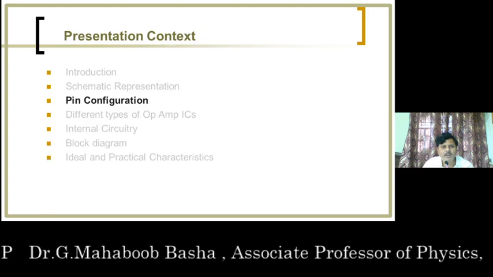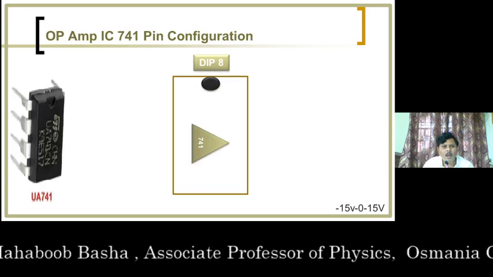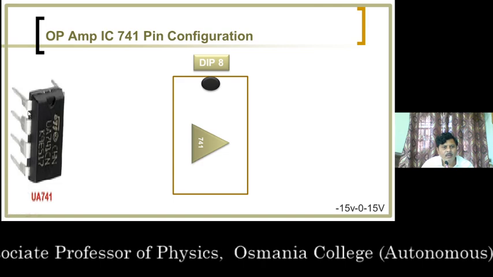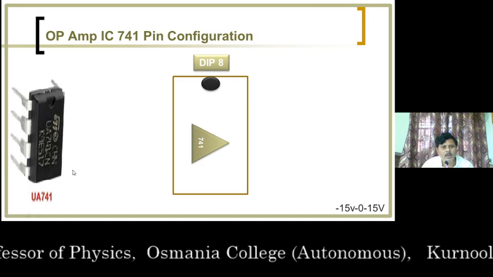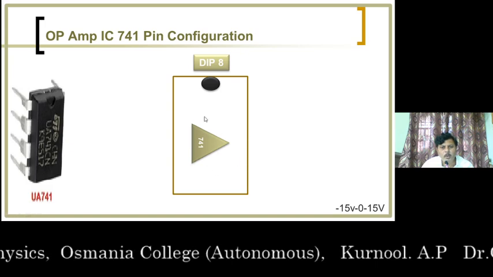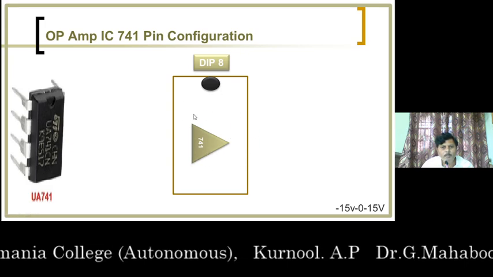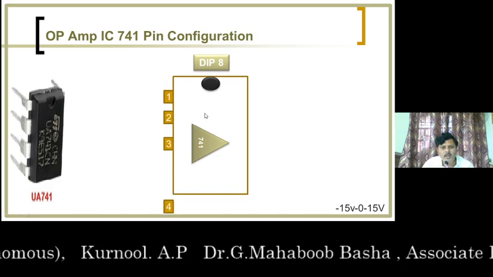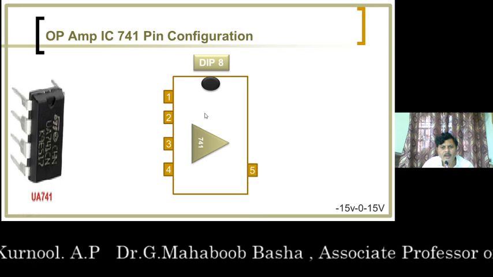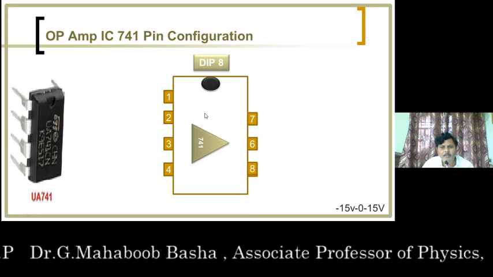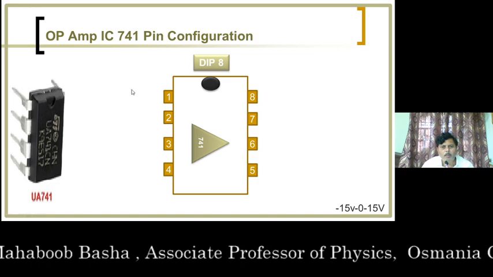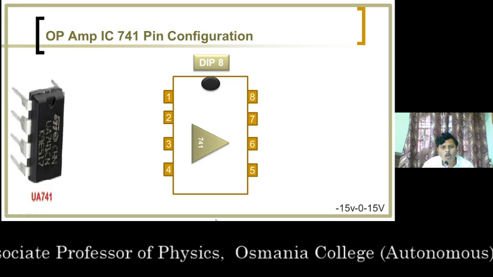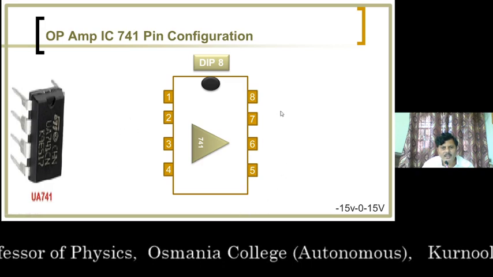Next we will see the pin configuration of an op amp. The op amp IC 741 is available with 8 pins, 4 pins on the right side and 4 pins on the left side. This picture shows the top view of an op amp. The pin numbers follow like this: 1, 2, 3, 4 in the downward direction on the left side and 5, 6, 7, 8 in the upward direction. We should remember this dot: when it is upward, we have to count the pin numbers in the anti-clockwise direction.